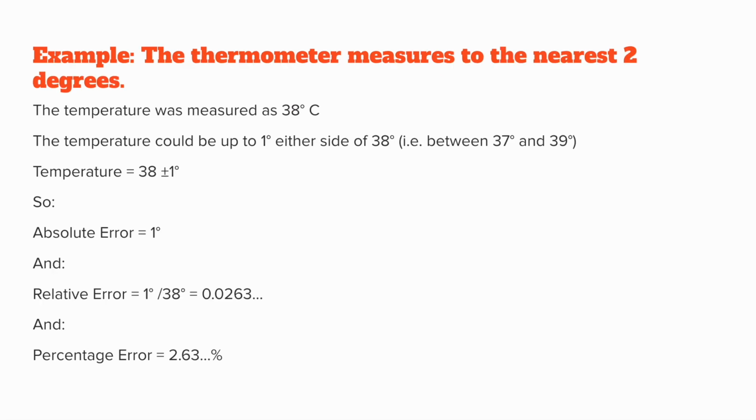Let's look at another example. The thermometer measures to the nearest 2 degrees. The temperature was measured as 38 degrees. The measurement could be up to 1 degree either side of 38 degrees. So the temperature is 38 plus or minus 1 degree. The absolute error here is 1 degree and the relative error is 1 degree divided by 38 degrees, which is 0.0263 and more. And the percentage error is 2.63 and more percent.